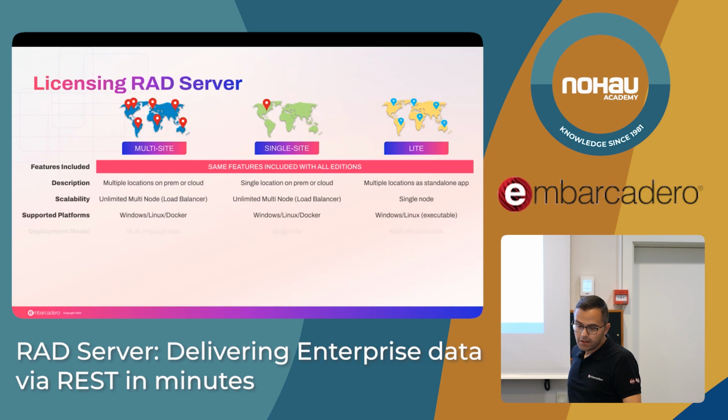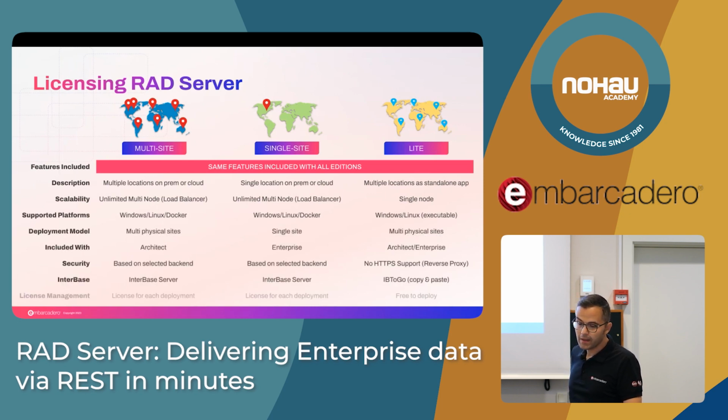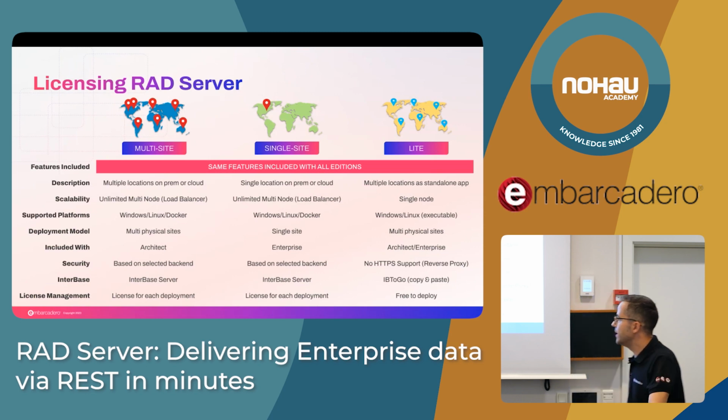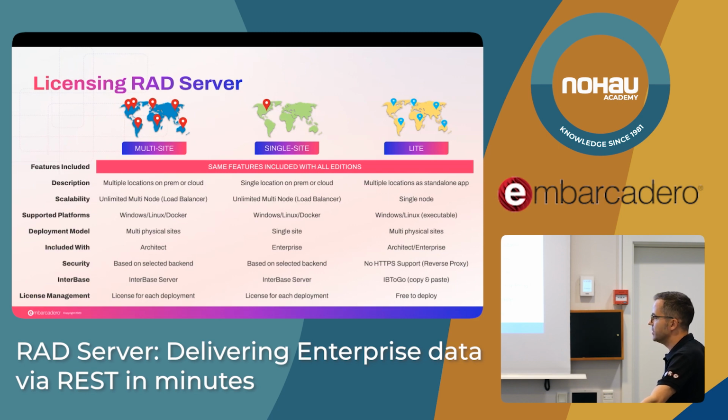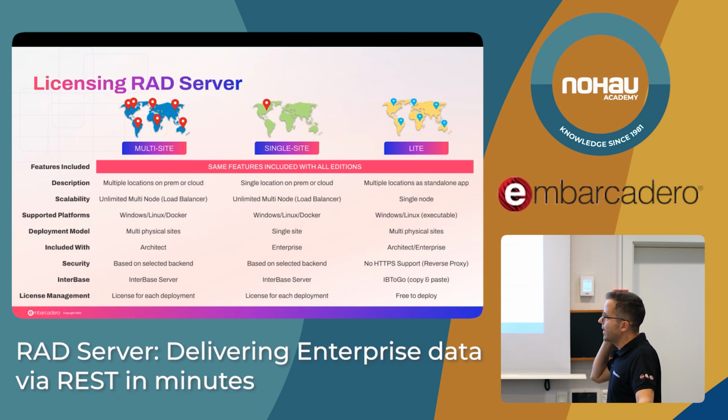The Lite edition comes with Enterprise and Architect. The single site comes with Enterprise, so you have one license of single site included with Enterprise. And the multi-site comes with Architect, or if you want to buy extra licenses, you can also speak with sales, and I'm sure you will find an agreement with them.